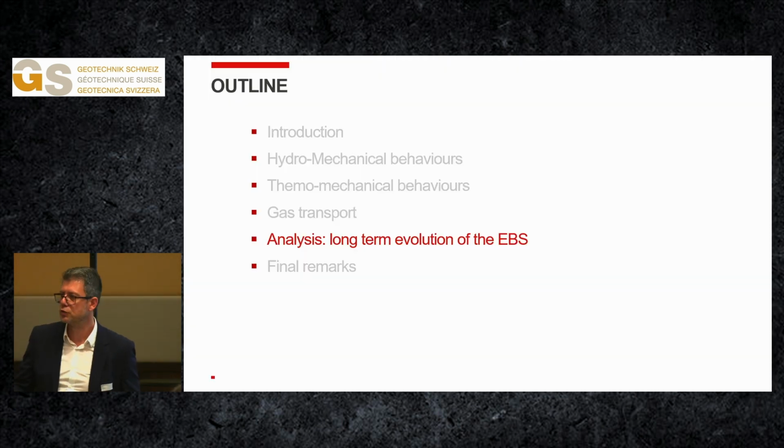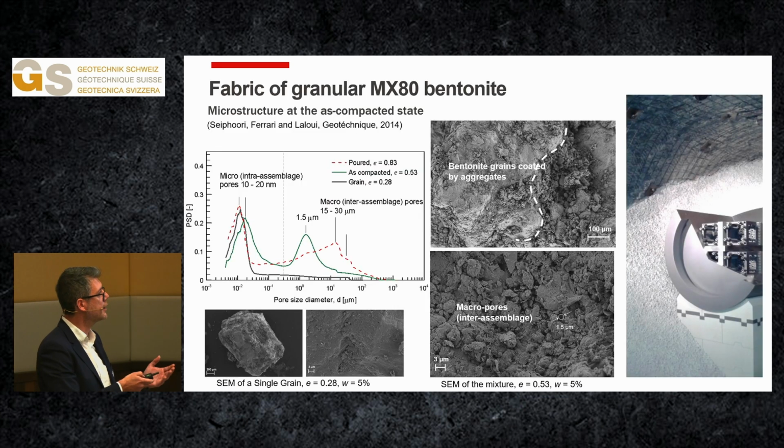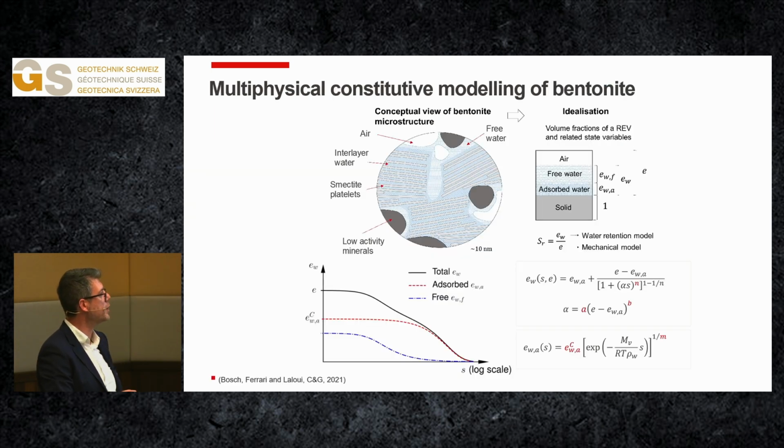Very quickly, I just want to say that all this knowledge that we have seen has to be used to make long-term predictions. So I will very briefly present an analysis that we have done on the long-term evolution of the barrier. This takes into account the specific features of the bentonite, especially knowing that the bentonite is a multimodal porous material with pores in between grains and pores in the grain. And this has to be taken into account, for example, when we write our constitutive law.